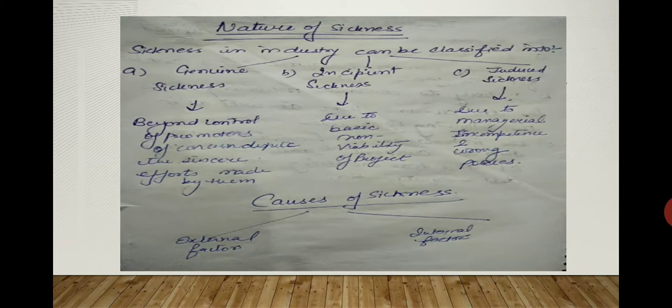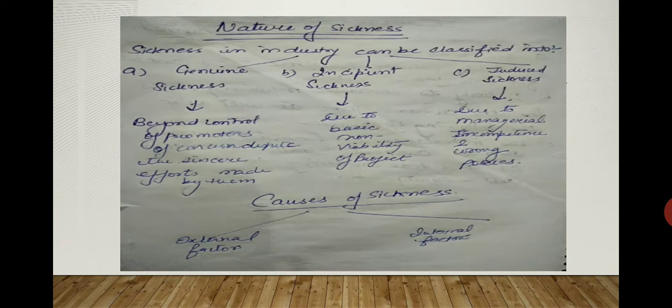Now, next comes the causes of sickness. As far as causes of sickness are concerned, they are divided under two categories. One, external factors. The second one is internal factors. External factors relate to government policies, whether related to taxes, high interest rates, taxes on the profit, slackness in demand, anything related to government policies that is beyond the control of the entity.